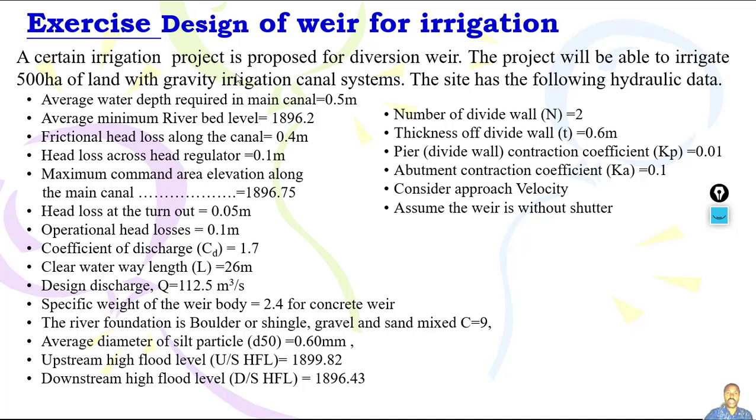So let's see. Design for irrigation. Design of weir for irrigation. A certain irrigation project is proposed for a diversion weir. The project will be able to irrigate 500 hectares of land with a gravity irrigation canal system, and the site has the following hydraulic characteristics. You have the average water depth required in the main canal.